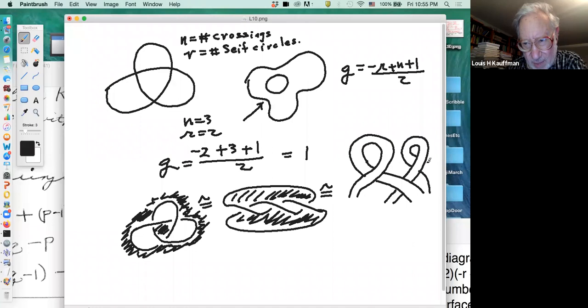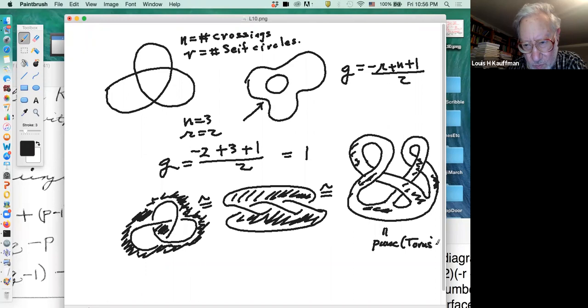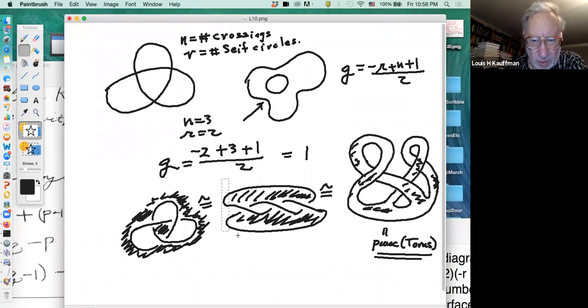Oop, I'm running out of room on the board. Okay, still a surface. Okay, and this is a punctured torus. So there's a little topological exercise for you. How do you go from here to here? That's amusing, and I'll just draw you a little hint.